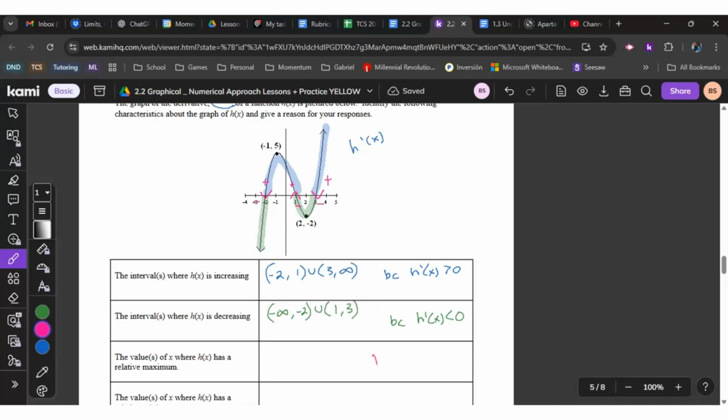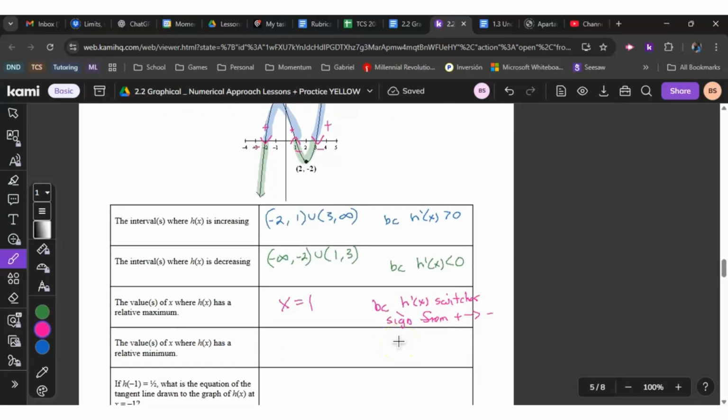Right. So our reasoning here is going to be that h prime of x switches sign from positive to negative. So where's that happening? Only at one place, only at x equals 1. You see how we're able to distinguish that, right? Because if it's increasing and then decreasing, that's going to form a relative maximum.